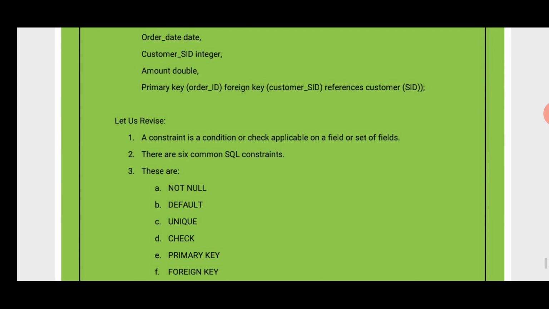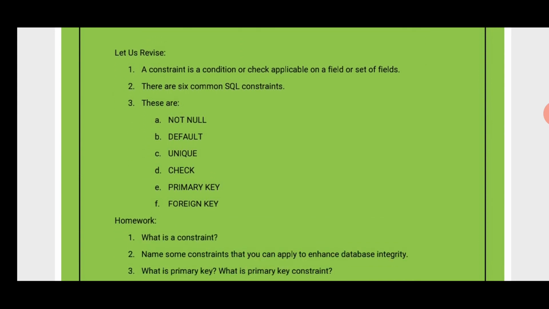Here is the summary of the chapter. Summary of this class: a constraint is a condition or check applicable on a field or set of fields. There are 6 common SQL constraints. These are not null, default, unique, check, primary key and foreign key.